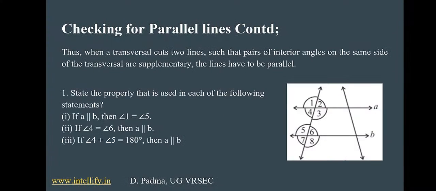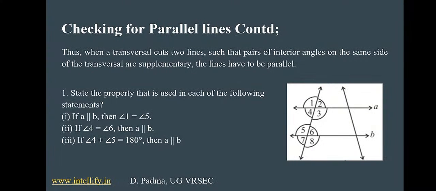And thus when a transversal cuts two lines such that pairs of interior angles on the same side of the transversal are supplementary, the lines have to be parallel. And so let us see in the figure. State the property that is used in each of the following statements. Based on this figure we have to identify the properties. First, if A is parallel to B, then angle 1 equals angle 5.